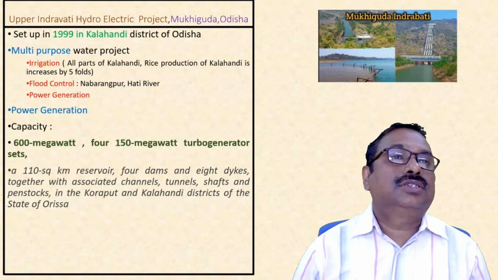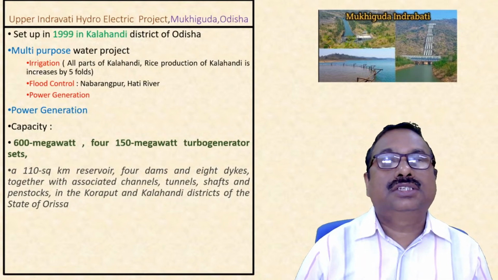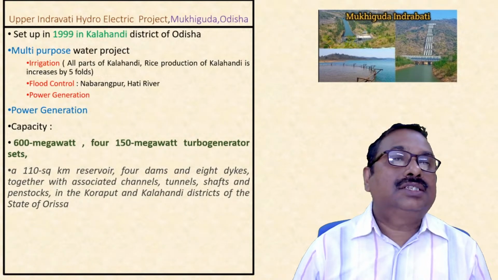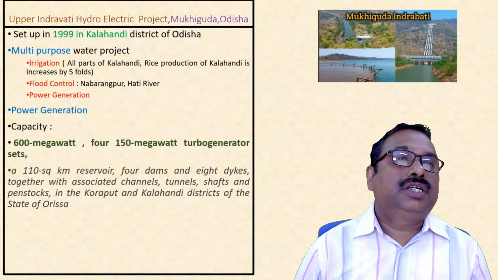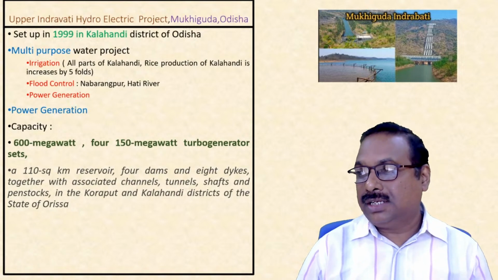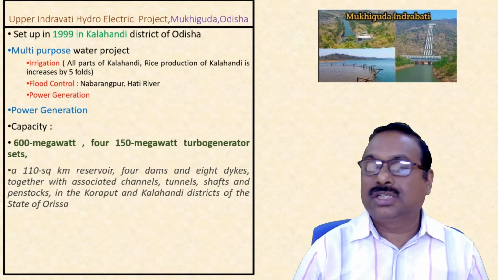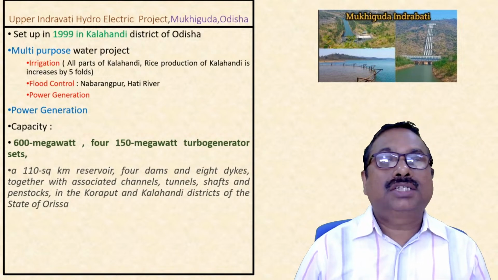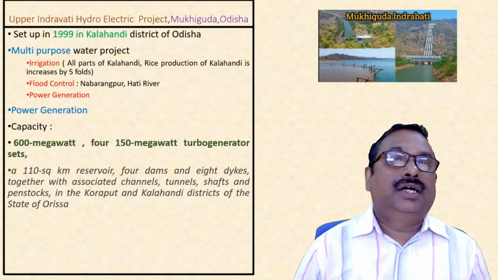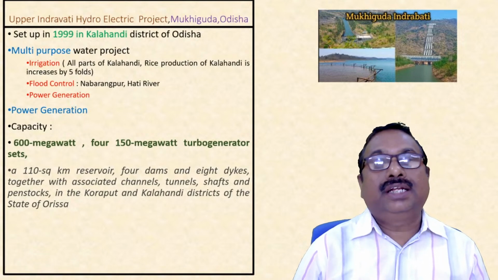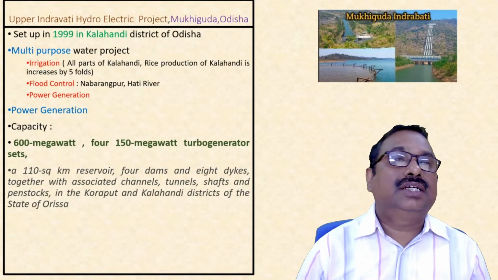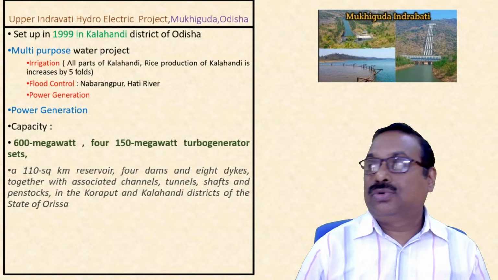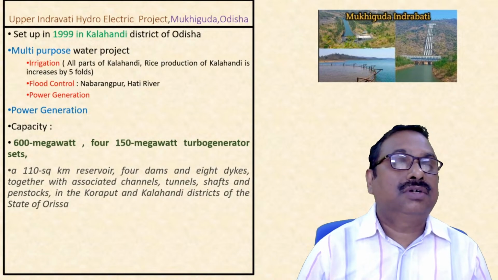The project name is Upper Indravati Hydroelectric Project. It is in Mukhiguda, Kalahandi district of Odisha. It has multi-purpose utility. The first one is irrigation. People think that a hydropower plant means first is power generation. But here the major focus was on irrigation. It covers all parts of Kalahandi. And we have seen that after this project, the rice production of Kalahandi increased by 5-fold. Next, it controls flood in Navaranpur, a nearby area of Hati River.